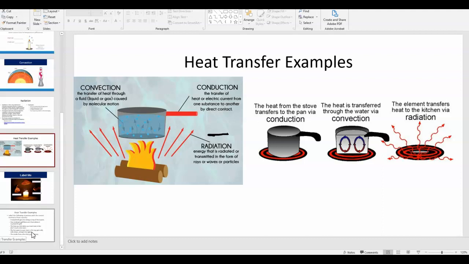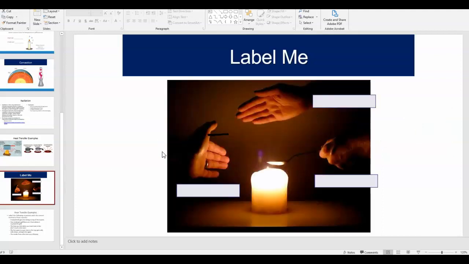Okay, and then finally, we're just going to do a few more examples. Here we have a situation where you're asked to label how you would experience transfer of heat in these different situations. And so, for example, if you're holding a spoon over a flame, the fact that there's direct contact there indicates that that would be heat transfer through conduction.